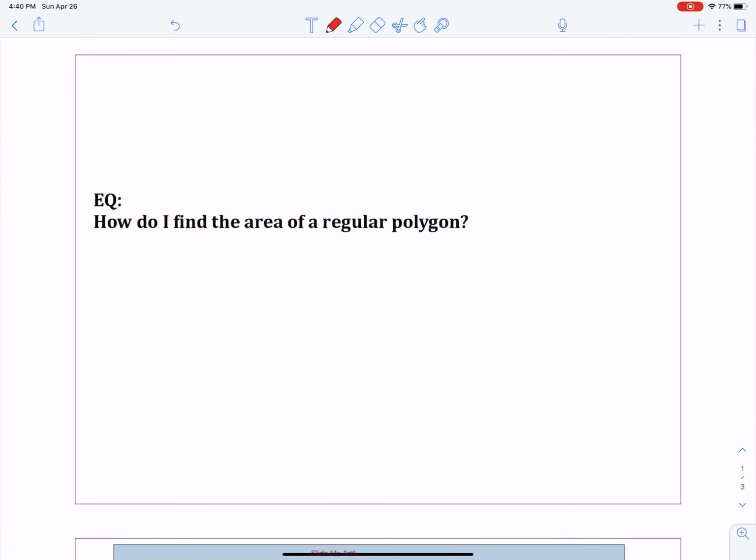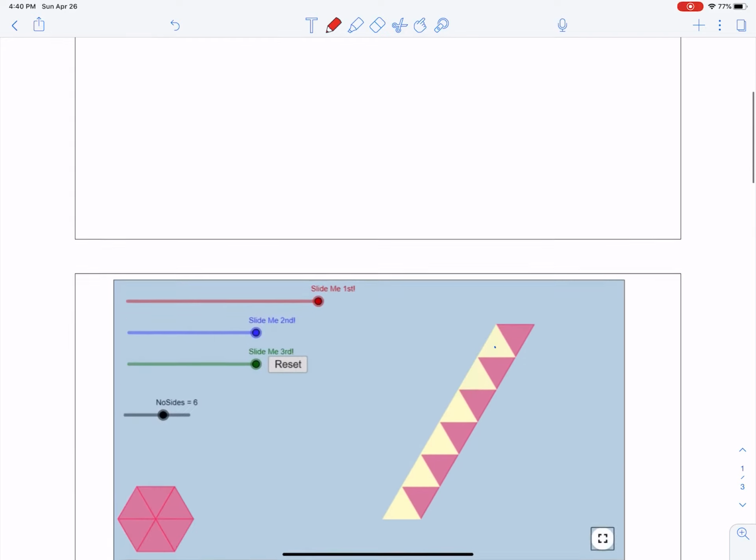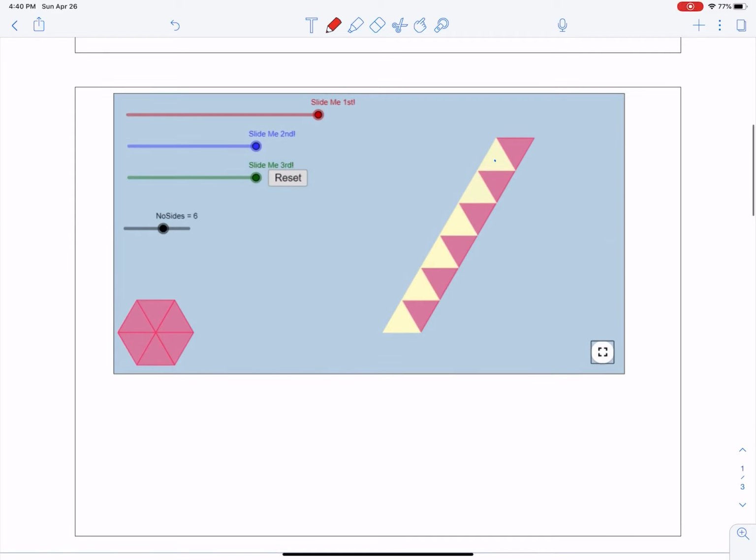Okay, today's video is going to be about finding the area of a regular polygon. So remember that a regular polygon has all equal sides and all equal interior angles. So in your discovery, you were given a regular polygon, and then you picked the sides. So we picked 6 sides.